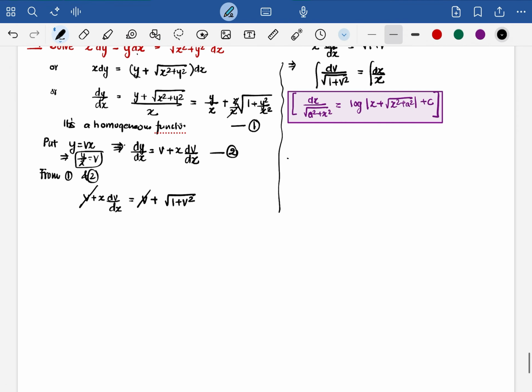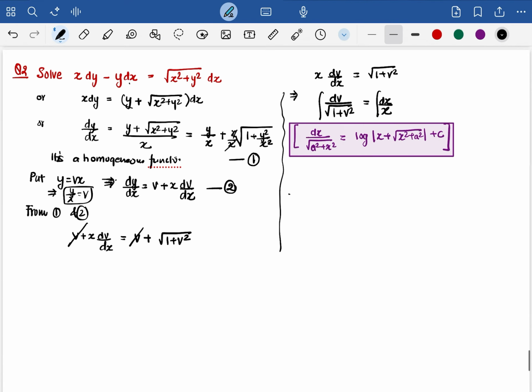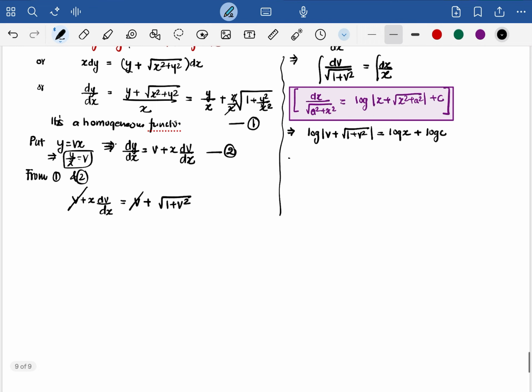So comparing to the same formula, can we say the result will be log of v plus under root of 1 plus v square, and this is log of x, and let's write the constant as log of c, because the log of a constant doesn't matter. We just try to make things look elegant. So can we say log of v plus under root of 1 plus v square, and as we know log a plus log b is nothing but log of a into b, so can we say log of x into c.